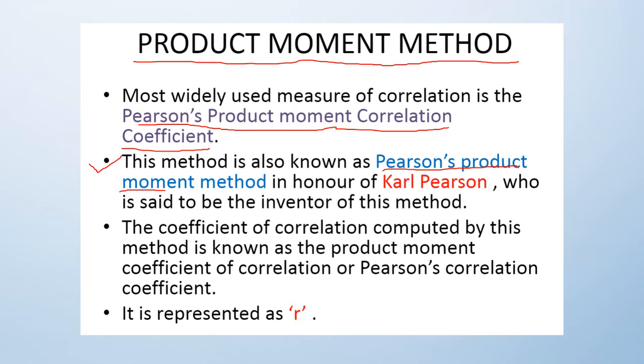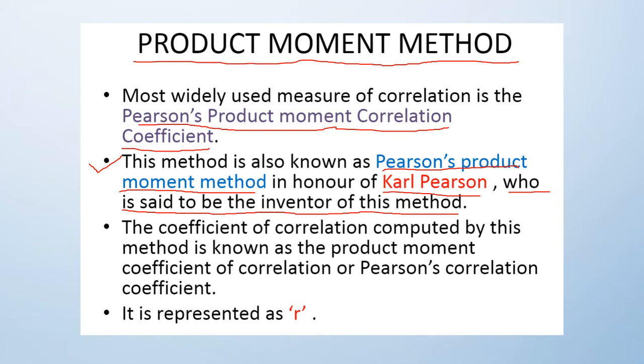You must remember these things. You may be asked in the examination: the product moment method is also called as dash method. The answer is Pearson product moment method. It is named in honor of Karl Pearson, who is said to be the inventor of this method. You also remember who invented this method: the person is Karl Pearson.